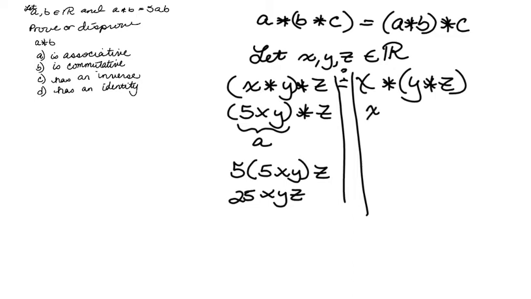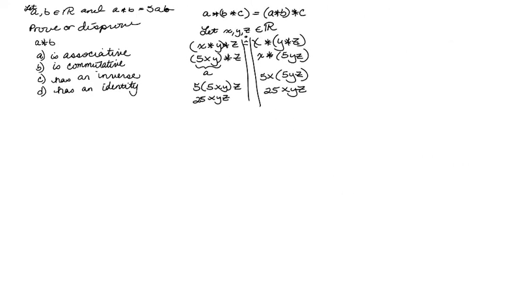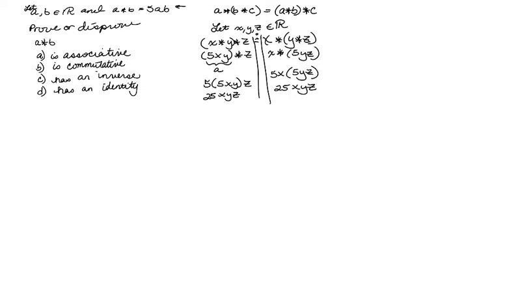So X star 5YZ, because this is the A quantity, this is the B quantity, so remember it translates to that. This becomes 5X times 5YZ, which equals 25XYZ. Now this is ordinary multiplication, so we know it's commutative, so I can rearrange things like that. So the associative property holds. Let's see if it's commutative.